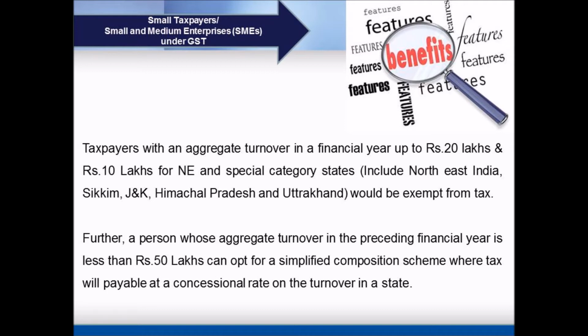Taxpayers with an aggregate turnover in a financial year up to Rs 20 lakhs, and Rs 10 lakhs for NE and special category states, which include Northeast India, Sikkim, J&K, Himachal Pradesh and Uttarakhand, would be exempt from tax. Further, a person whose aggregate turnover in the preceding financial year is less than Rs 50 lakhs can opt for a simplified composition scheme where tax will be payable at a concessional rate on the turnover in a state.